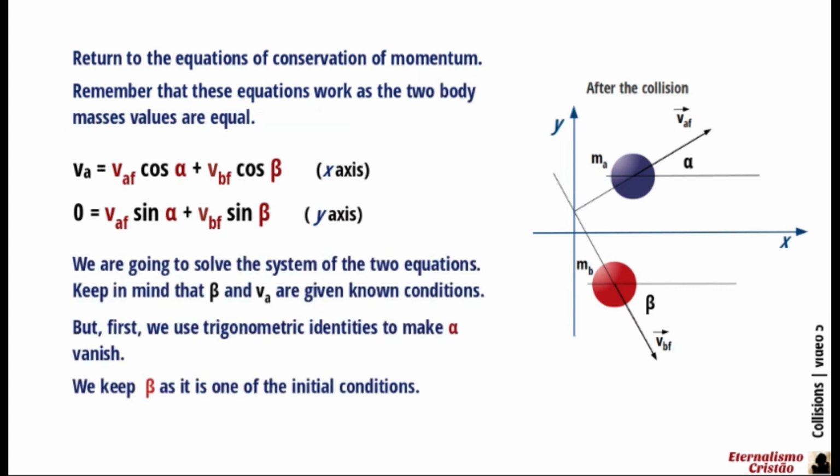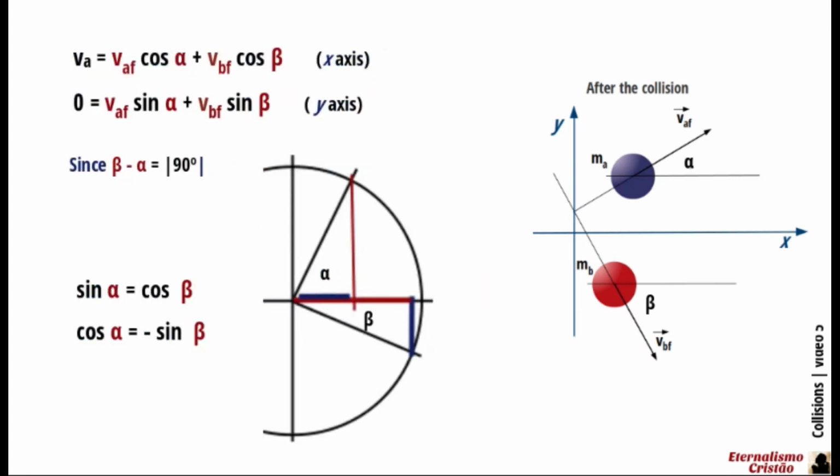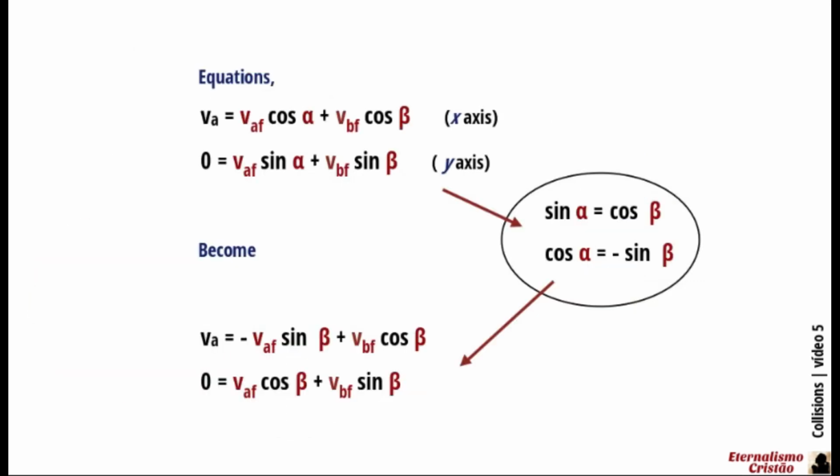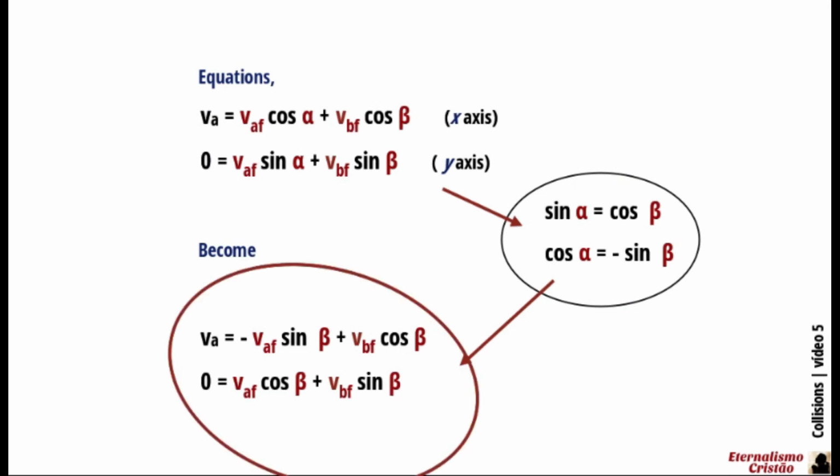We are going to solve the system of these two equations, in order to find the magnitude of the final velocities of the two bodies. But, first of all, we will make the angle alpha vanish. We will keep beta, as it is one of the initial conditions. Since between angles beta and alpha there is a difference of 90 degrees, we have the well-known identities. Now, we only have the magnitudes of the final velocities as unknown values.